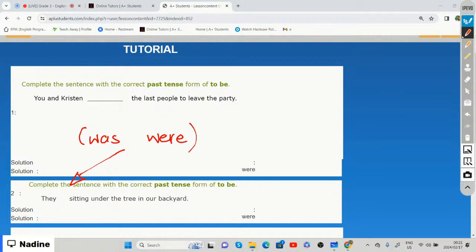So we will then basically say they were sitting under the tree in our backyard, because they is plural form, right? And we said if we use the plural form they, we use the past tense form of were. And if we, for example, only had to use the singular form, we would have said it was. So well done. Were is correct.